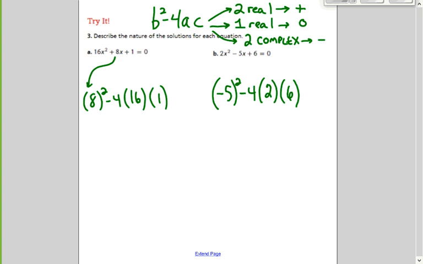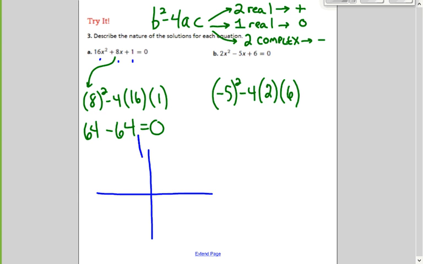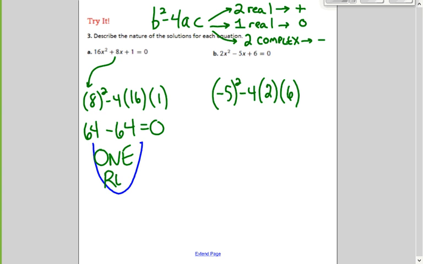I think over here we have a 64 minus a 64, which is 0. So this parabola, this 16x squared plus 8x plus 1, where does that equal 0? I bet it comes down and just hits, it'll be more like this, in one location and then bounces back up. All right, so your solution here would be to say one real solution, because the discriminant was 0.